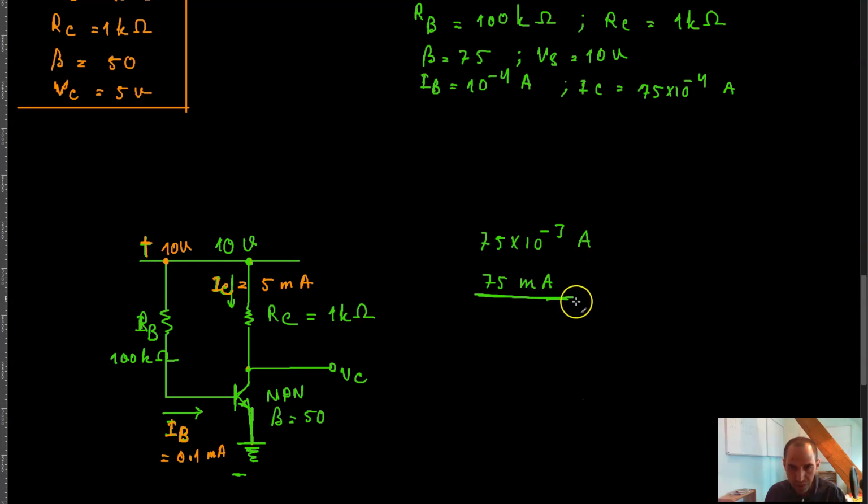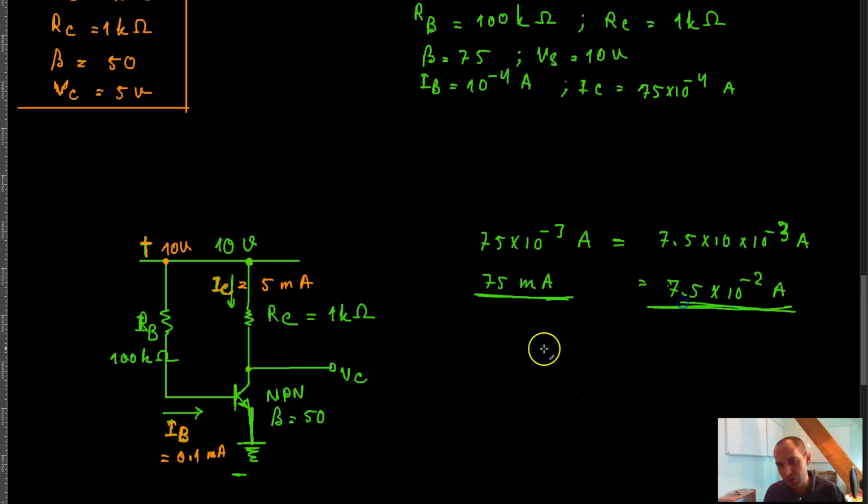But this kind of number is not used in physics. In physics, you have to use scientific notation, and the scientific notation tells you that, for example, this number is supposed to be written as 7.5 into 10 raised to the power negative 2 amps. And that's basically how you show the current.